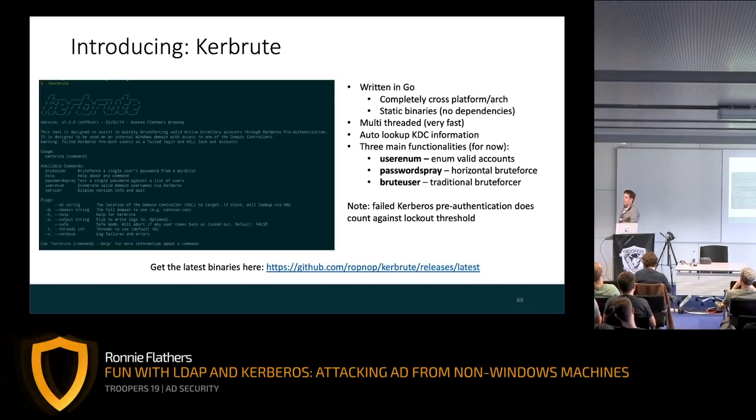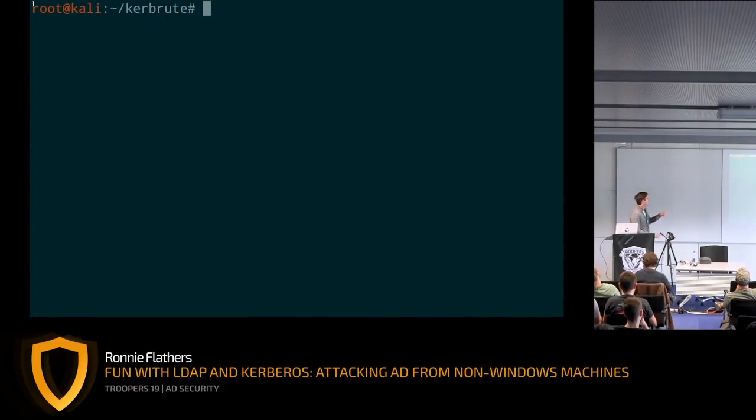It can auto look up all the KDC information via DNS, and it has three main functionalities for now. We can enumerate valid accounts just by guessing usernames. We can do a password spray against a list of usernames, or we can brute force a single user with a huge list of passwords. I'm compiling binaries for common platforms and architectures: Windows, Linux, and Mac. You can always download the latest binaries directly from GitHub releases. So, demo gods hopefully are working, and I'm going to try to demo Kerbrute real quick. Can you guys read this? Okay.